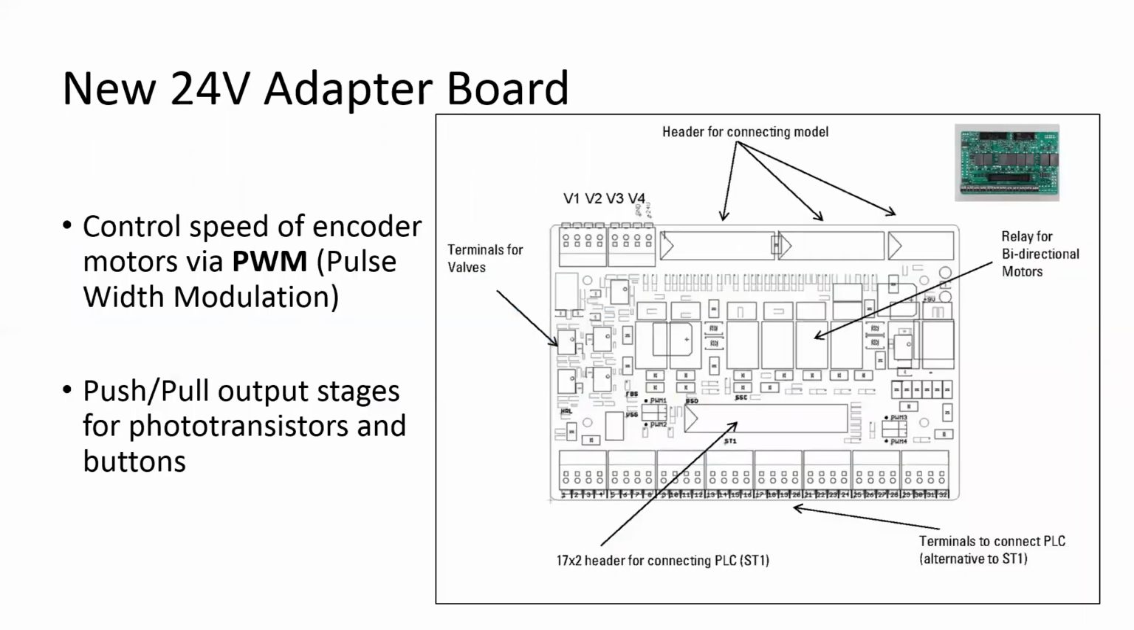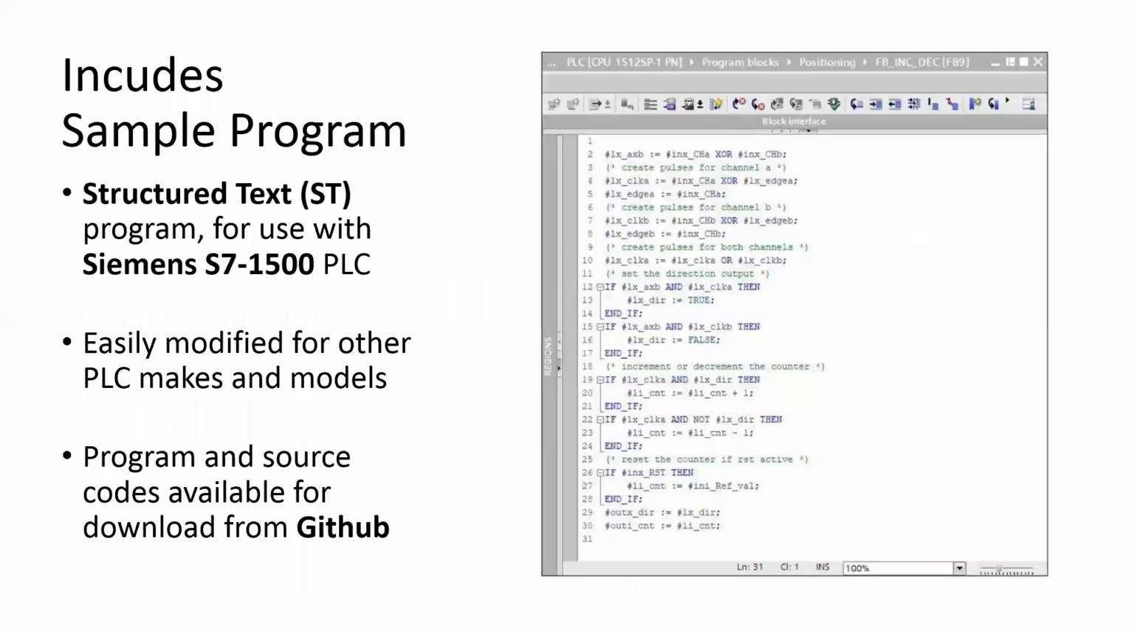Now, this model also incorporates the newly developed 24-volt adapter boards to interface to the PLC. These, of course, ship as part of the assembled training factory and are connected to the PLC via terminals. Among other things, the latest generation of adapter boards allows the speed of the encoder motors to be controlled via PWM, aka pulse width modulation, and they also have push-pull output stages for phototransistors and buttons.